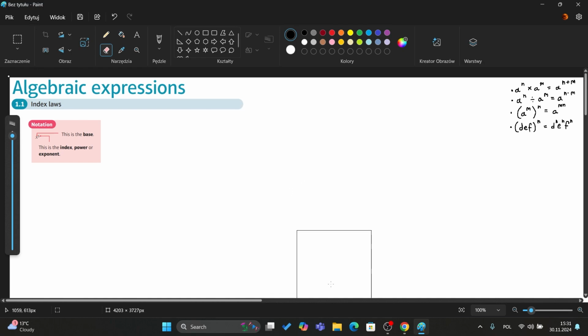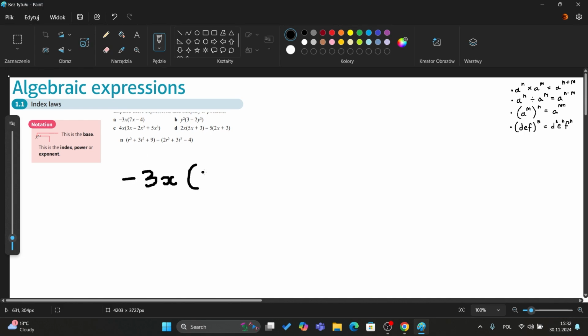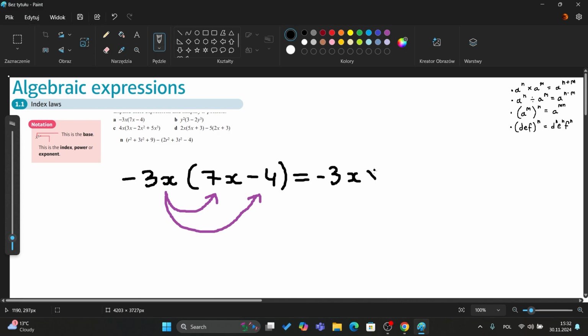Now we go to brackets. We're going to have the first question, which is minus 3x times 7x minus 4. So we use laws of indices. But how do we expand brackets? Basically we multiply minus 3x by every term in the bracket. This happens by making minus 3x multiplied by 7x, adding minus 3x multiplied by minus 4.